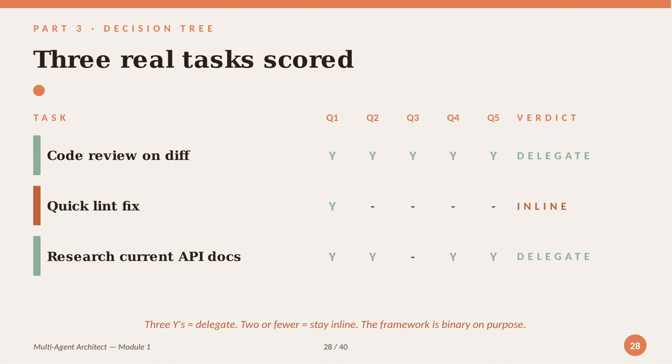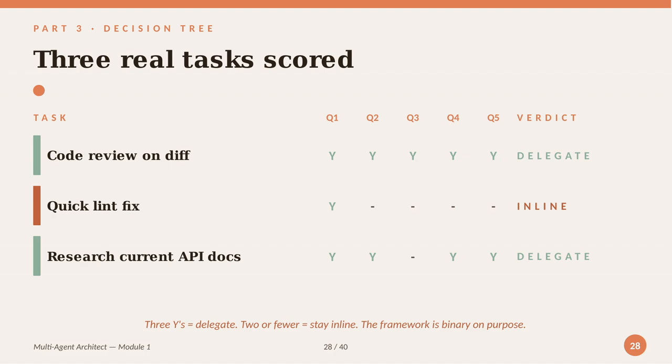Task 2. Quick lint fix. 1. Self-contained? Yes, the file is the input. 2. Summary? Doesn't really matter for a one-line fix. 3. Parallel? No, it's a single change. 4. Context cost? No, the file is small. 5. Repeatable? No, each lint fix is unique. 1 yes, 4 no's or n/a's. Verdict, stay in line. The dispatch overhead exceeds the work.